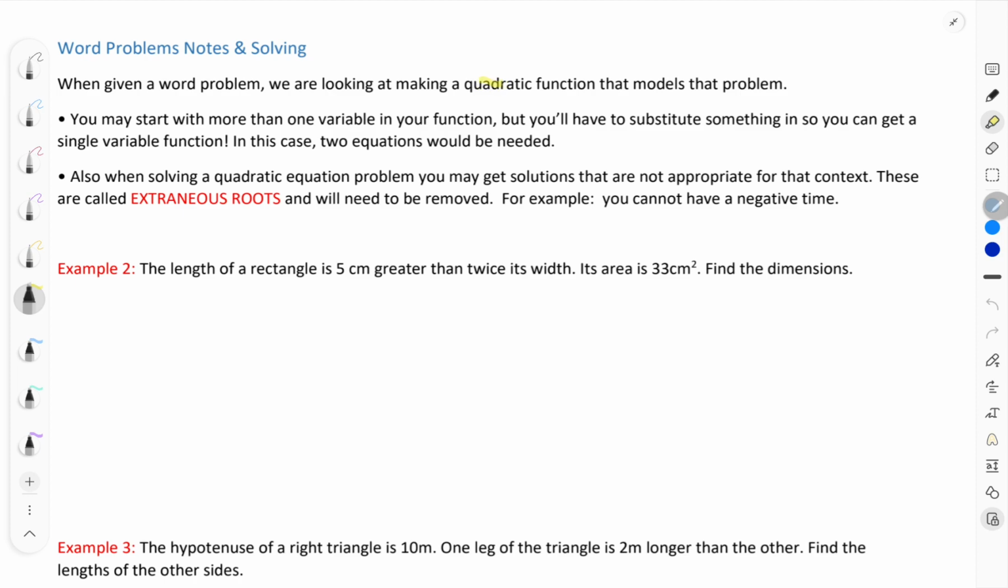So when we're given a word problem, we're looking at making a function, right? Usually in a word problem, we're not given the function, or in a more complex word problem, we're not given the equation. We need to make that equation and then go ahead and solve it. That's what makes it trickier.